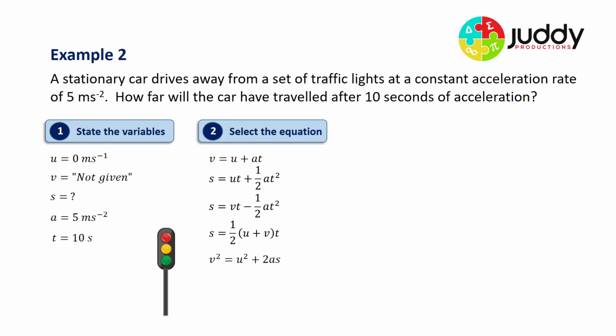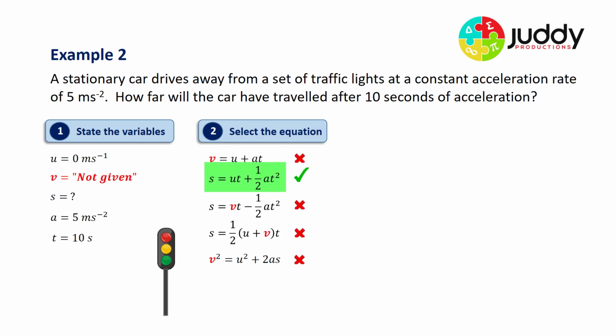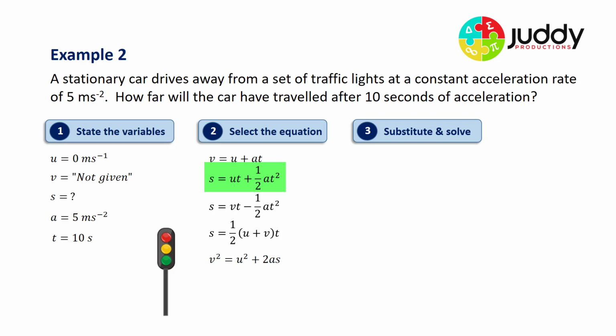So let's select the equation for this particular scenario or story. You can see that we have v not being given, and only one equation doesn't include a v. That's right, it's s equals ut plus a half at squared. The other 4 equations of constant acceleration involve the variable v. So let's substitute in our values for that particular equation and solve. S equals ut plus a half at squared. S is what we're after. It remains a symbol. U was 0, initial velocity of 0. Time was 10. A was 5 meters per second, and the time again was 10.